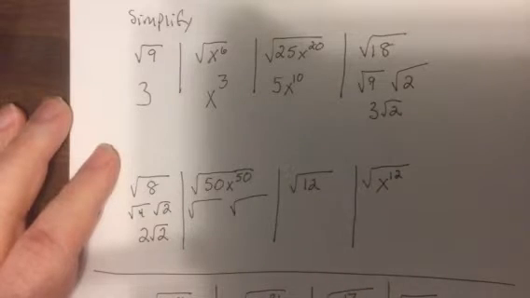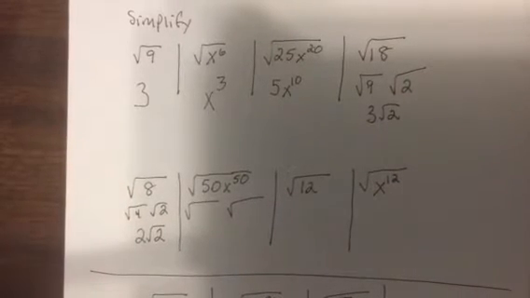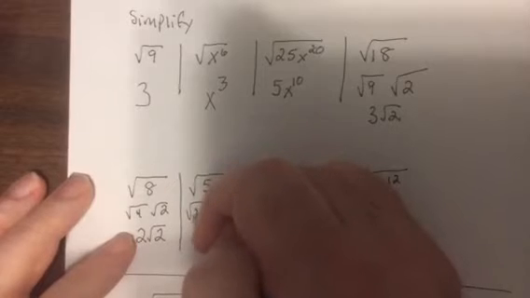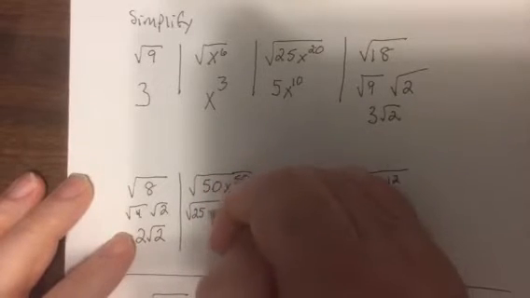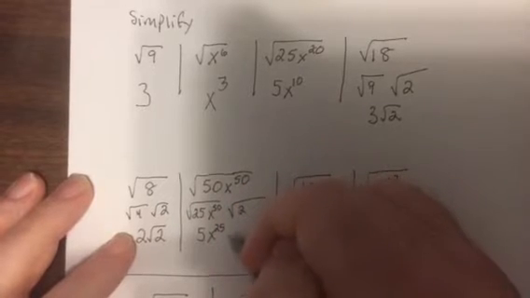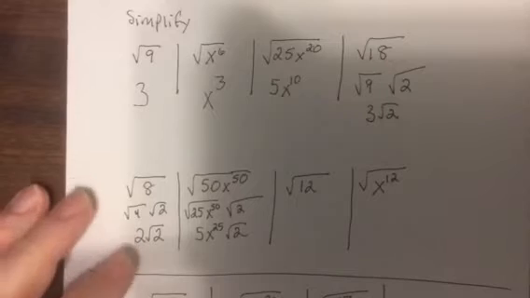Square root of 50. What perfect square goes in 50? You could start with 4. Does 4 go into 50? No. 9, 3 times 3? No. 4 times 4 is 16. No. 25. Yeah, 5 times 5 is 25. So I could break this up 25 and 2. That's even. So square root of 25, 5. Square root of x to the 50, x to the 25th. Then bring this along for the ride. Can't do anything with it.